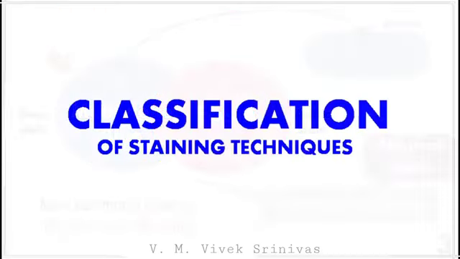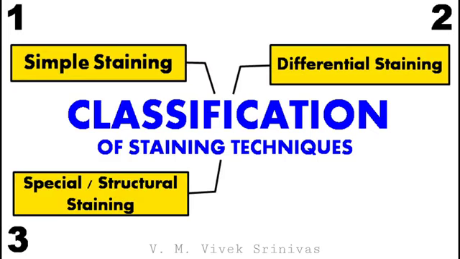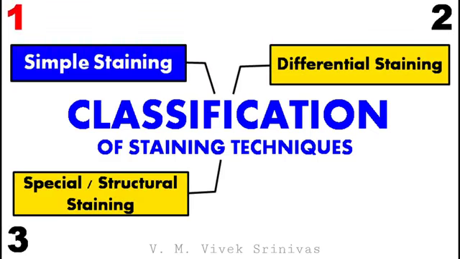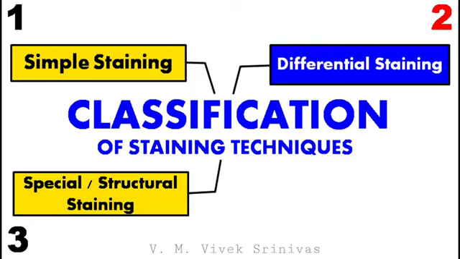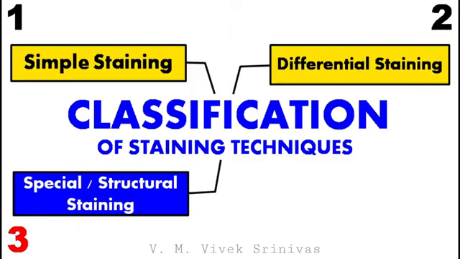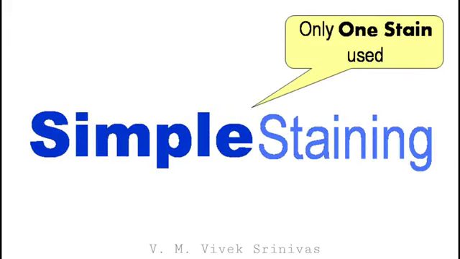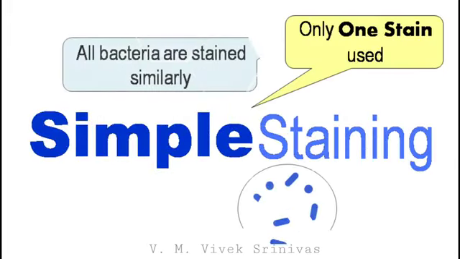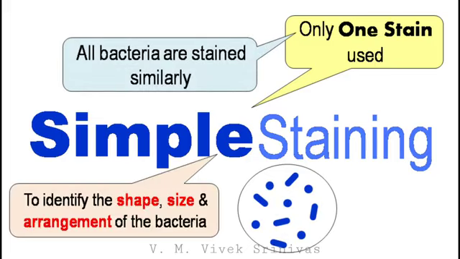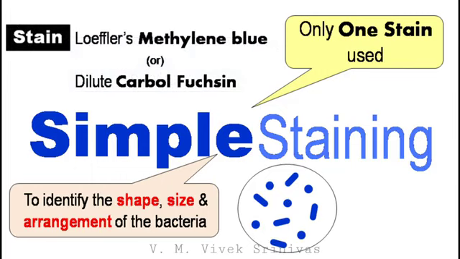Next, the classification of the staining techniques. It is classified into three types: the simple staining, the differential staining, and the special, or the structural staining. Simple staining. Here, only one stain is used. So, all bacteria are stained similarly, just to identify their shape, size, and arrangement. Stains like either Loeffler's methylene blue or dilute carbol fuchsin staining solution are used.